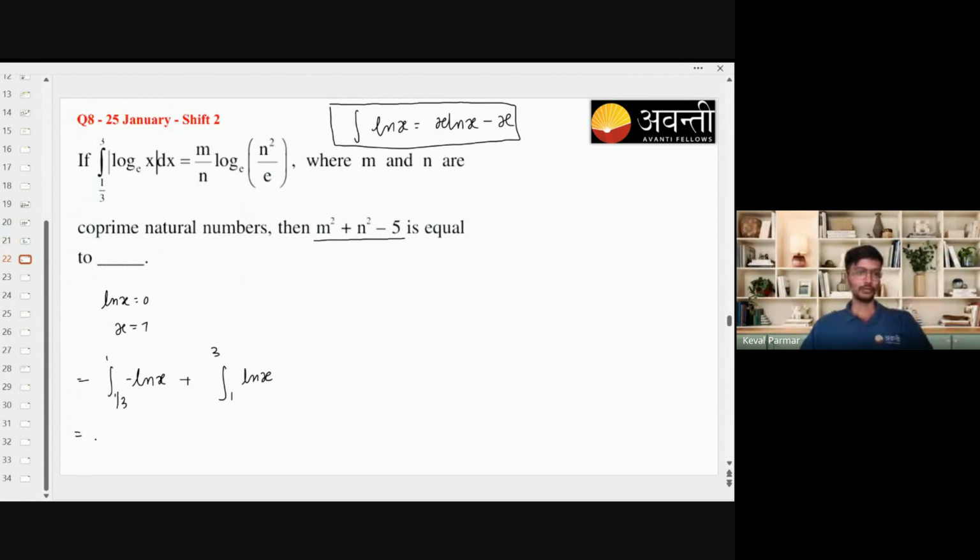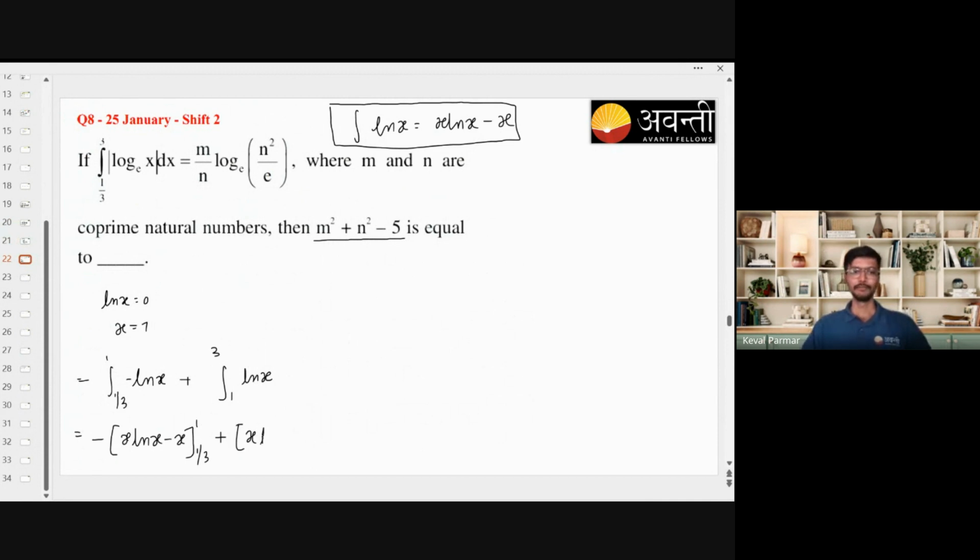Right? So minus times, what is the integration? x ln x minus x. Those of you who don't know, we use integration by parts. I mean, obviously, at this level, you should know everything. Yeah, integration by parts we can use. This is the standard form: x ln x minus x.